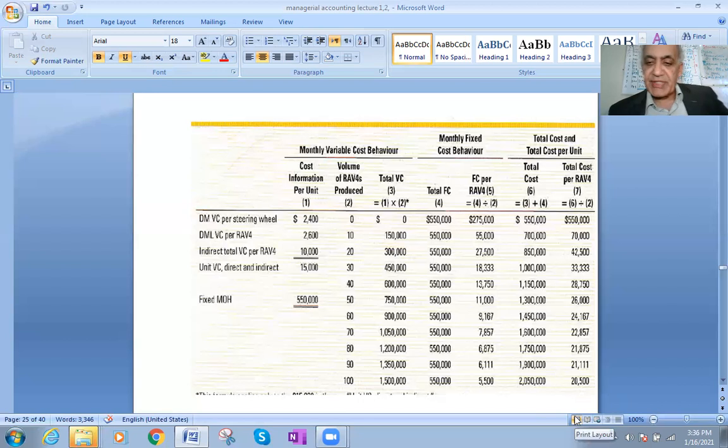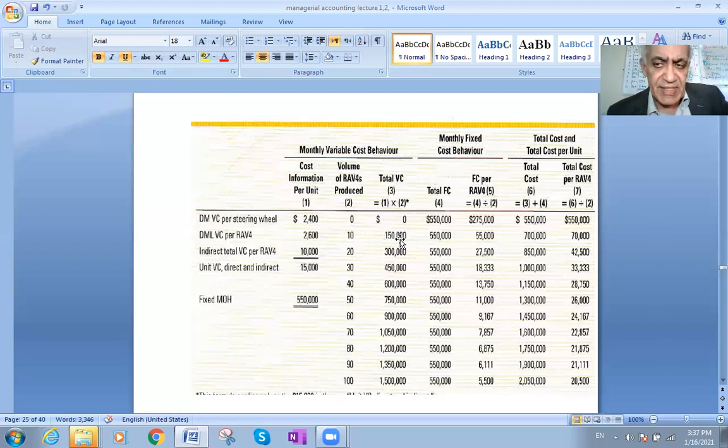I just want you to notice some points from this figure after we finish it. First point is that the variable costs are increasing as long as we are increasing the volume of production. Let's say here the variable cost was 150,000 on the level of 10. When we produced 10 units, the variable costs were 150,000. What is the variable cost?